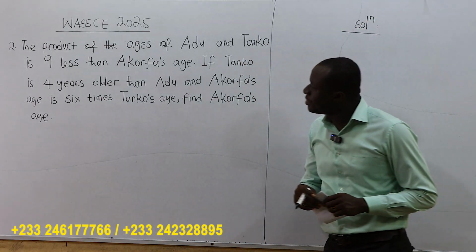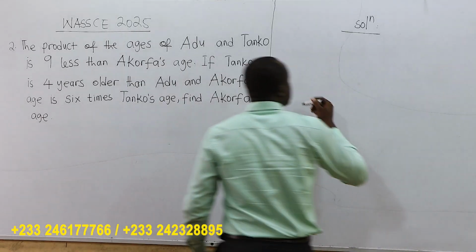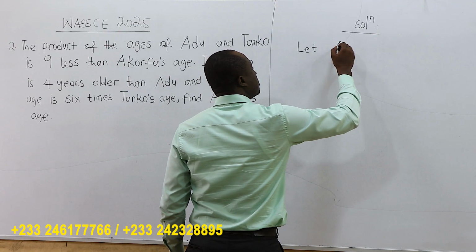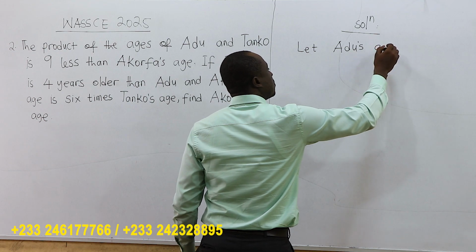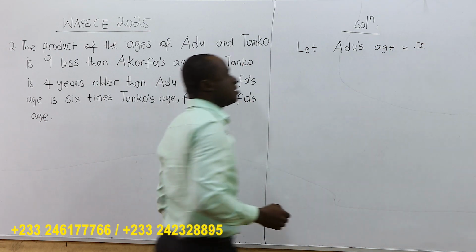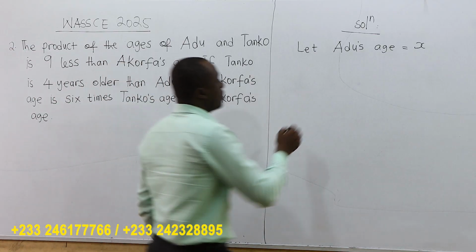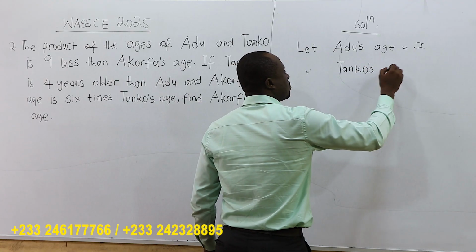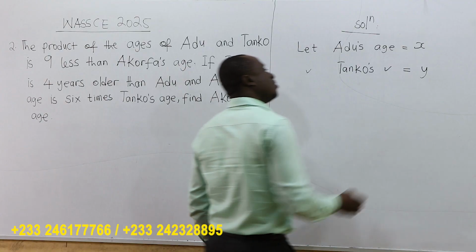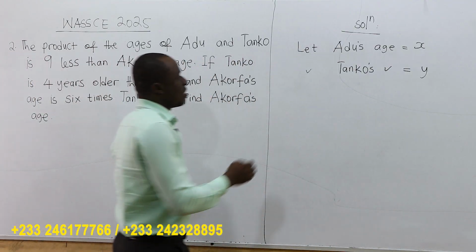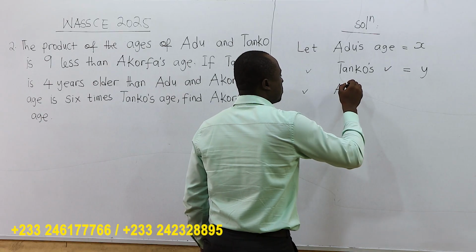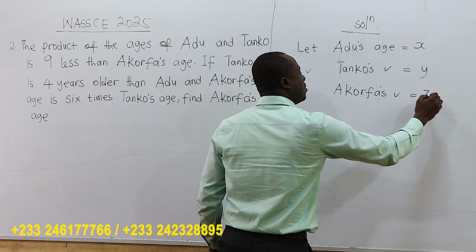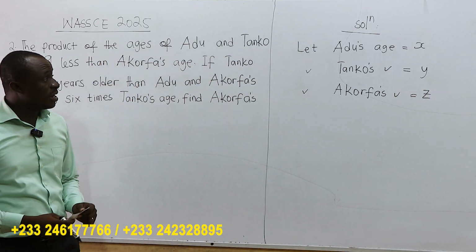We have 3 people: Edu, Tanko, and Akofe. Let Edu's age be X. Let Tanko's age be Y. And let Akofe's age be Z. So we have X, Y, Z.